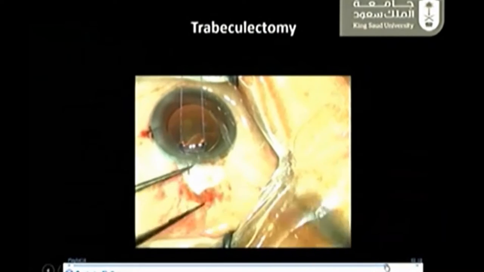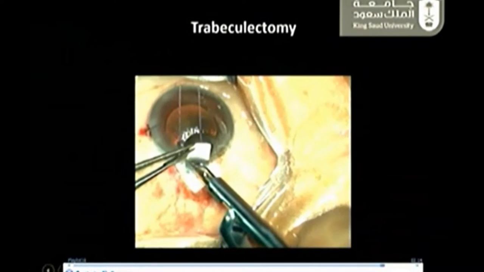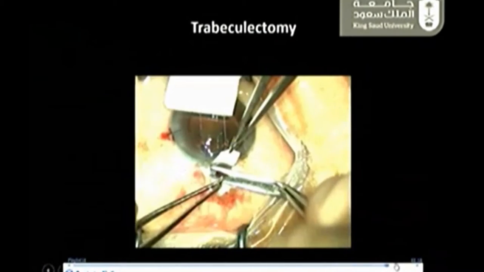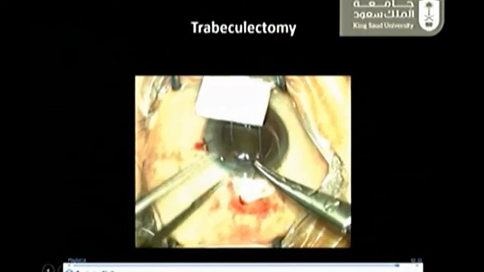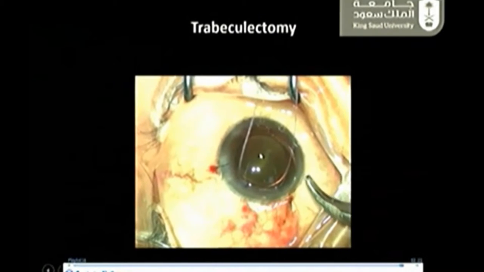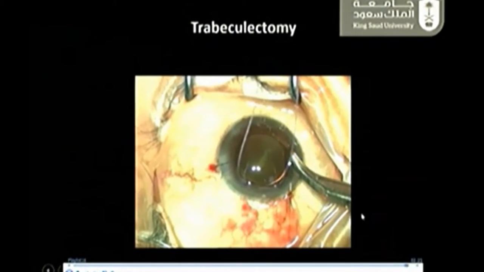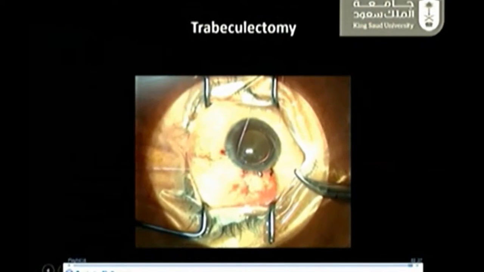Do your paracentesis at the bed. Use the Kelly punch. So that's the Kelly punch to do your sclerotomy. Then you will do your peripheral iridectomy. After that, you will close the flap and check for any overfiltration or adequate filtration. Then you will close your conjunctiva tightly.